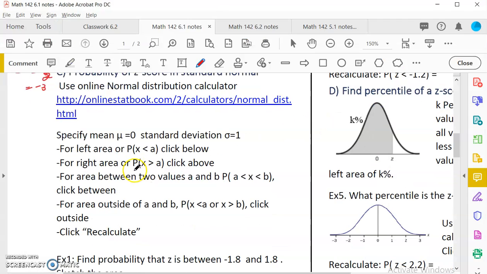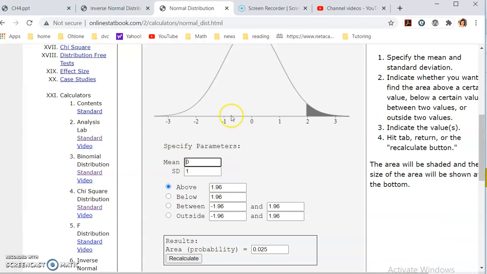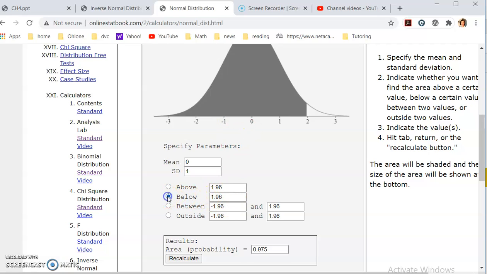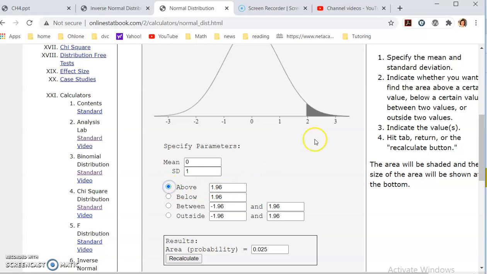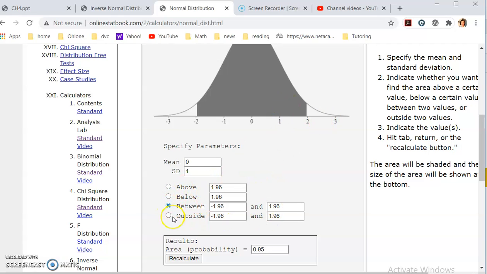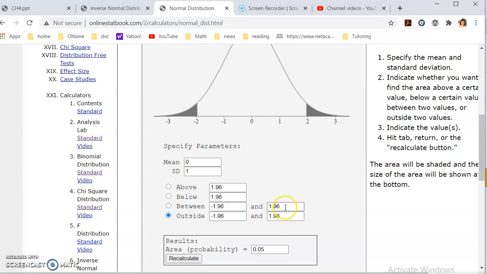Okay, so to find x less than something, or z is less than something, right? So these are the less than z. So you would say is below z. So you use below. To find z, so this is 1.96, right? To find z greater than 1.96, we do above. So all these z values are greater, so we just click on it. And you can do in between two numbers. You can also do outside two numbers. So you can get any number. In this case, they are symmetrical, but you can really do any number in between.